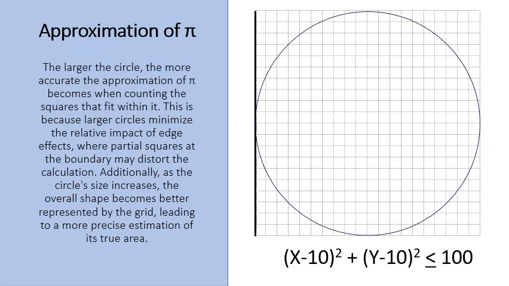Larger circles yield more accurate approximations of pi because they minimize edge effects, where partial squares at the boundary distort the calculation. A larger circle also aligns better with the grid, improving the precision of the area estimate.